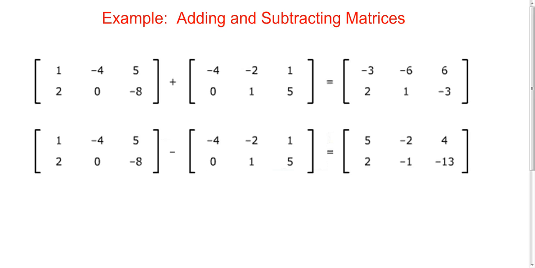Okay? So here's some examples that you can see that I just carried out really quickly. I'm not going to go all the way through this, but if I was doing the bottom one, to subtract these, I would take 1 minus -4. 1 minus -4 clearly is 5. Move on to the next position, subtract the numbers, record the answer in the same position. Okay.